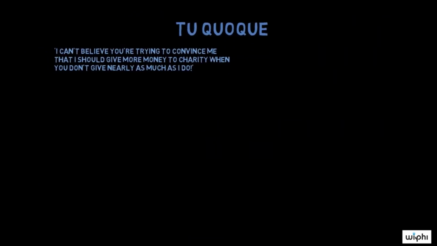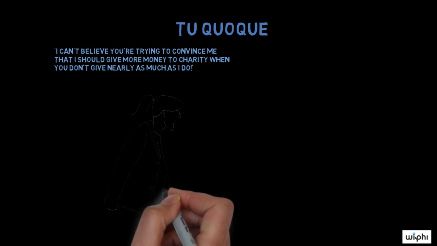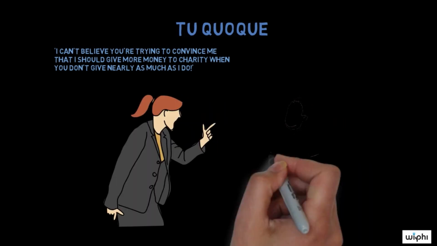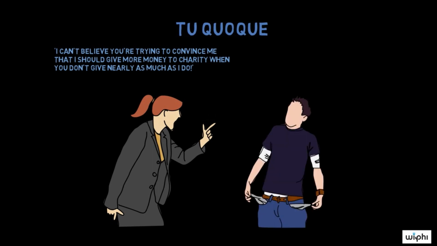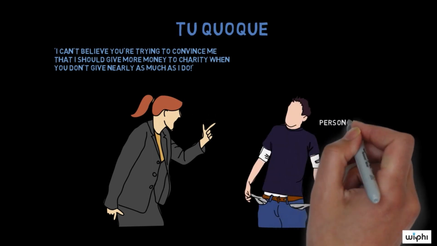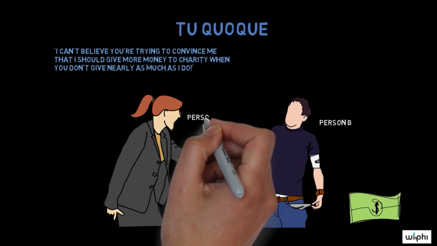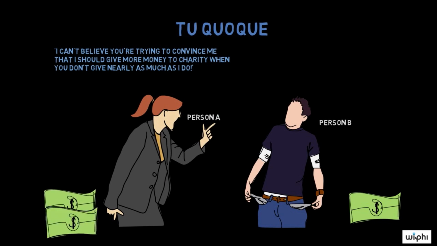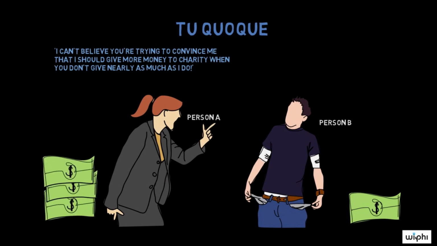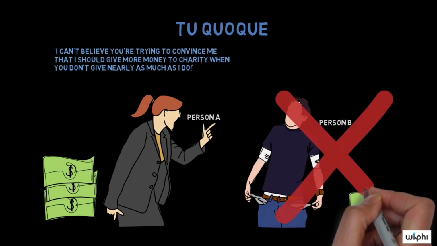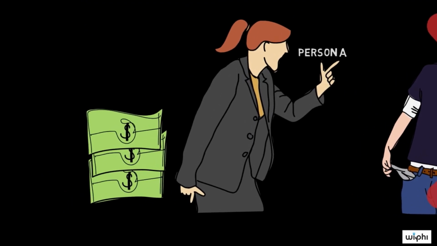Here's an example. "I can't believe you're trying to convince me that I should give more money to charity when you don't give nearly as much as I do." Whether the person that this argument attacks, let's call him person B, gives as much money to charity as the person advancing this argument does, let's call her person A, has no bearing on whether person A should or should not give more money to charity. Presumably, that depends on other things besides what B is doing. Say, for example, how much money person A makes, how much money person A presently gives, and so on.